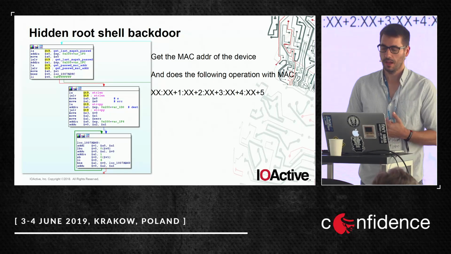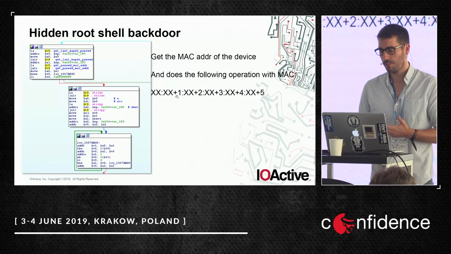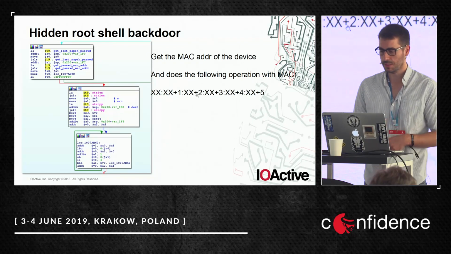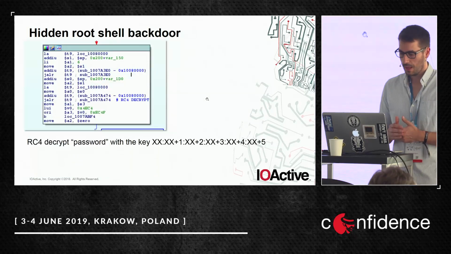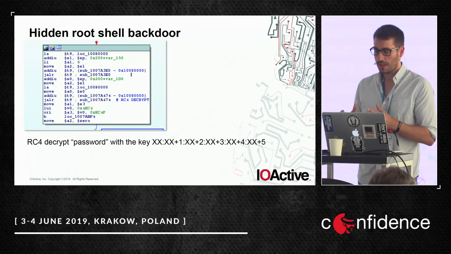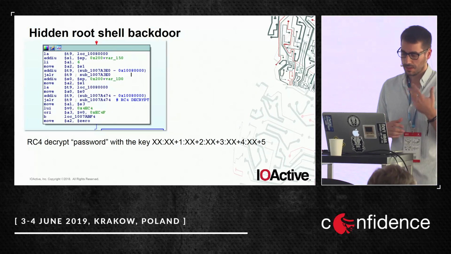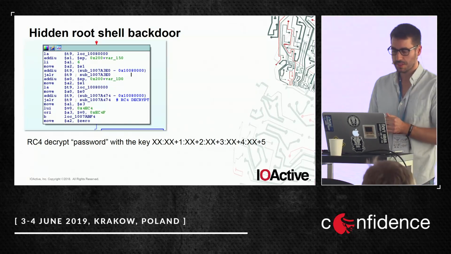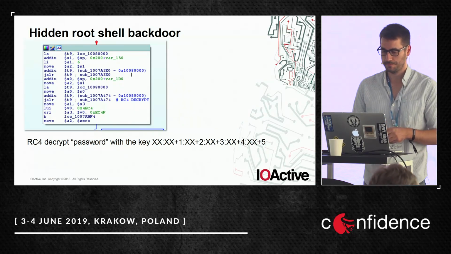Then after that, the code is going to get the MAC address of the device, and then do these operations in this loop, where basically it's adding 1 to the second byte of the MAC address, 2 to the third byte of the MAC address, and so on. Then using that MAC address with those operations as a key, it's going to call another RC4 decryption routine, but in this case, it's going to decrypt the string password.